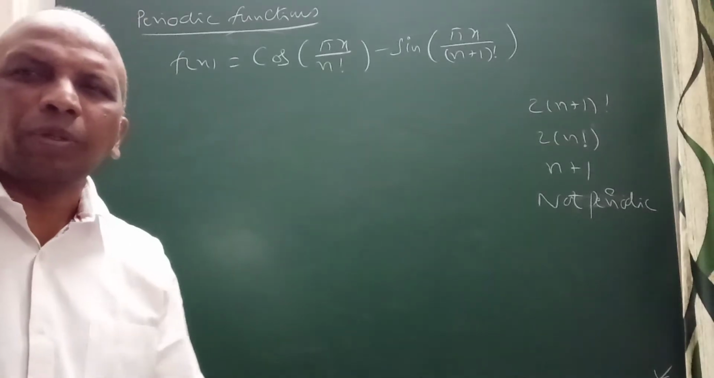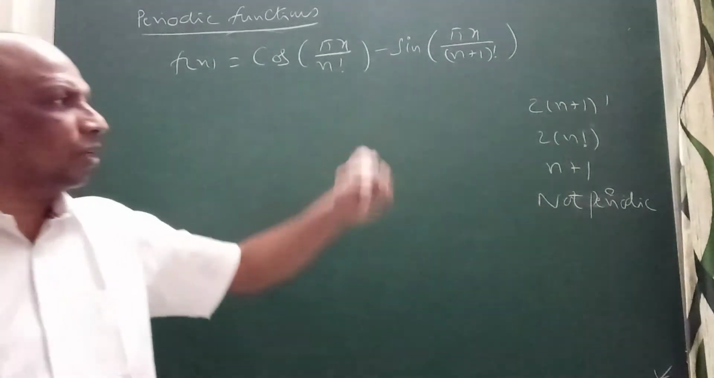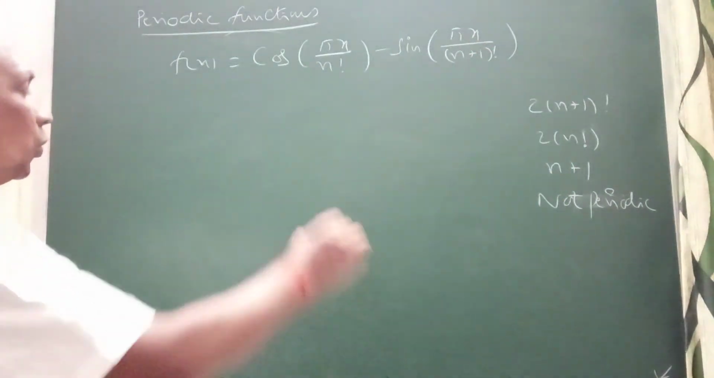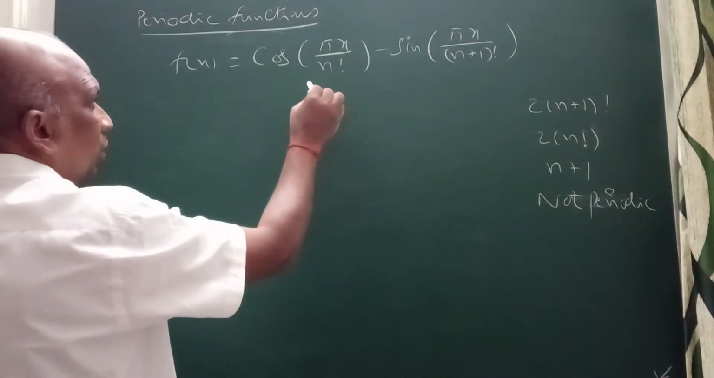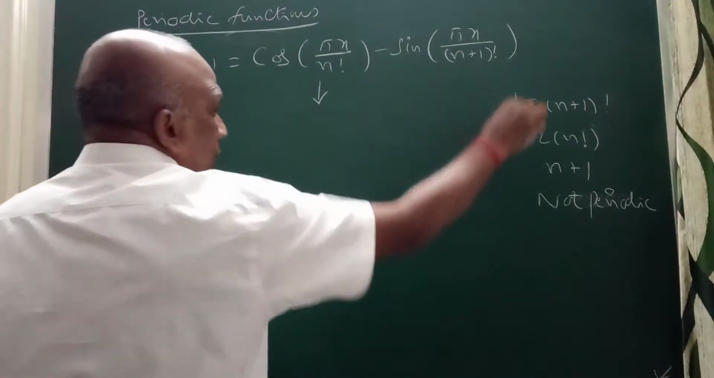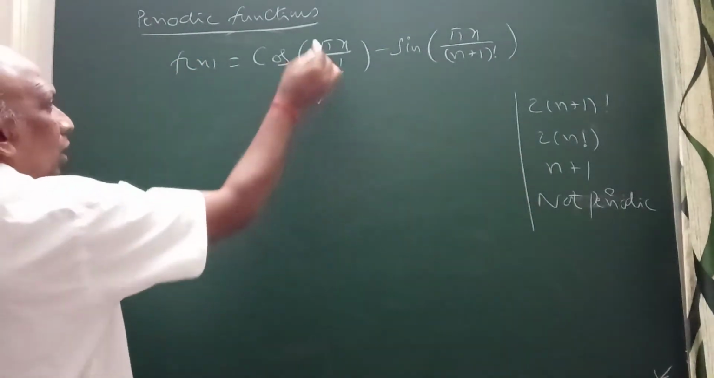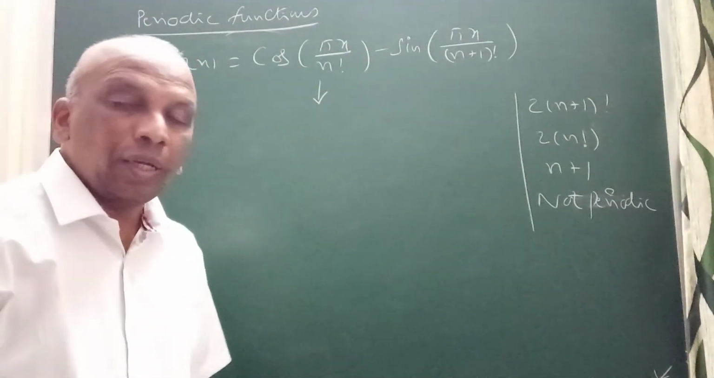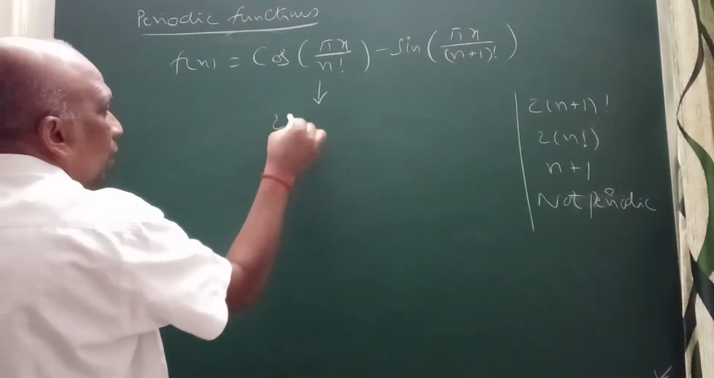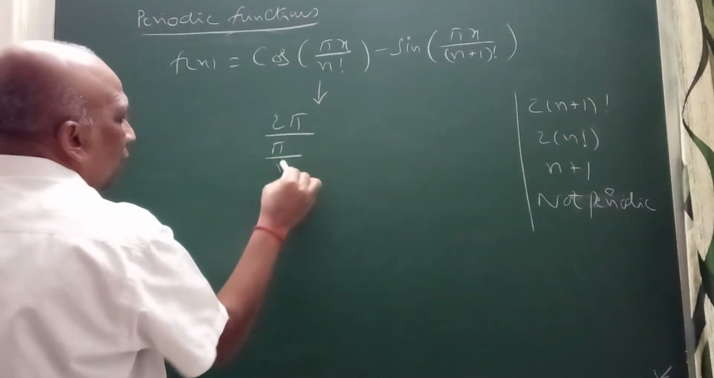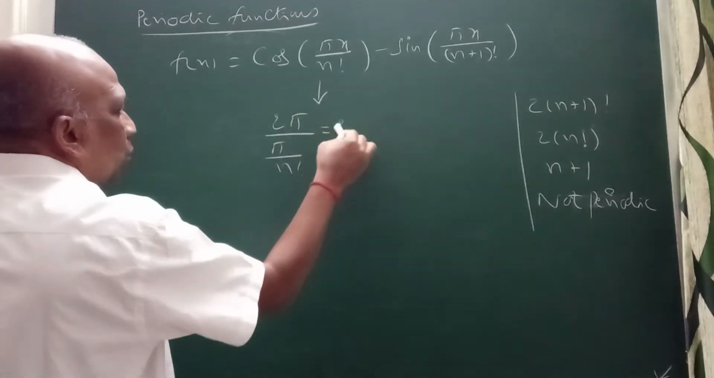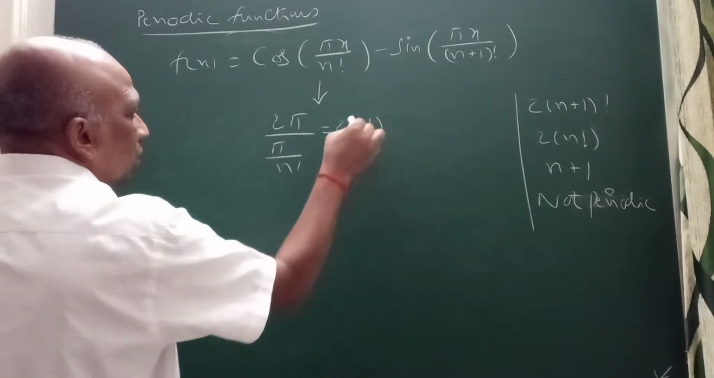Now see in this problem, they are asking you to find the period of this function. They have given 4 options. When they are asking the period of this one, you find the period of this one. What is the period of this one? You will get the period of the cos function. Any cos theta, it is 2 pi. So here you will get 2 pi by n factorial as the period of this one. So we will get 2 into n factorial.